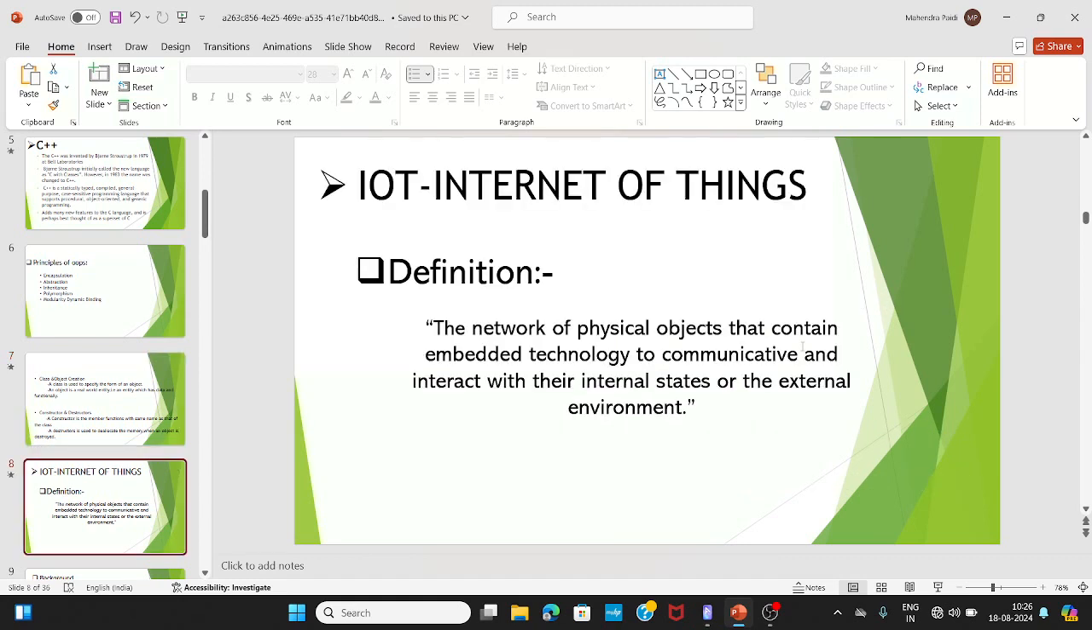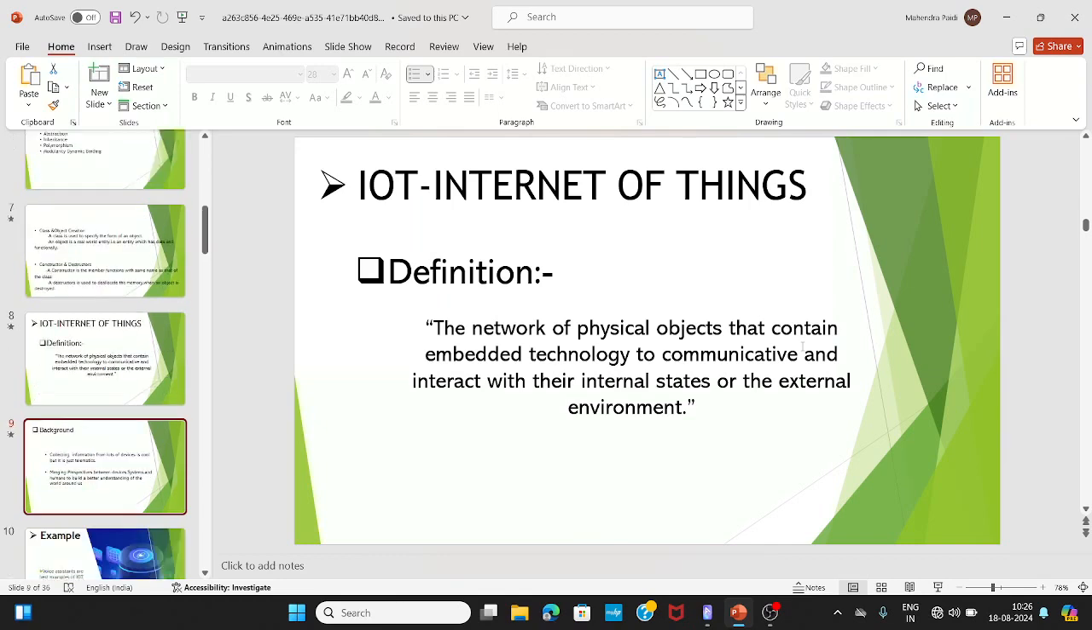Next, IoT, Internet of Things. First, what is IoT? The network of physical objects that contain embedded technology to communicate and interact with the internal states or the external environment.